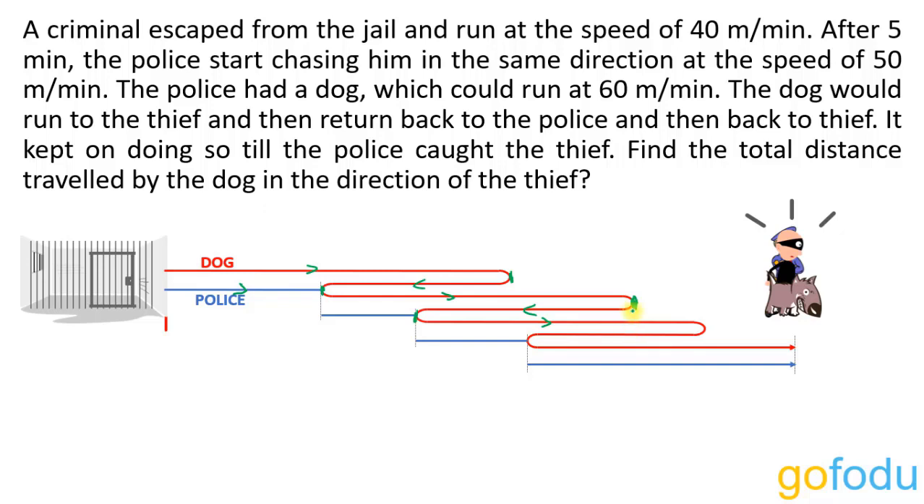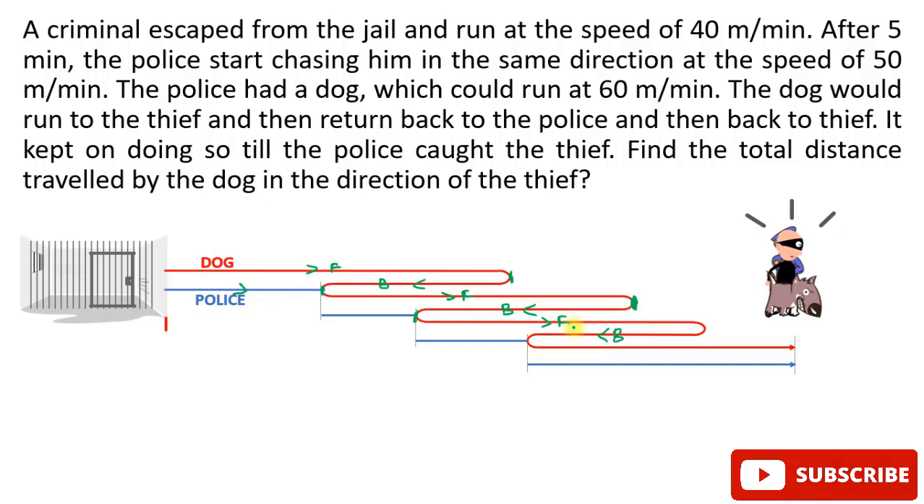We have to find the distance traveled by the dog in the direction of the thief. That means only the distance traveled forward will be counted. This is distance traveled forward. This is distance traveled forward. This is distance traveled forward. We will have to ignore distance traveled backward. This is distance traveled backward. This would be backward. So we have to find the total distance traveled forward.